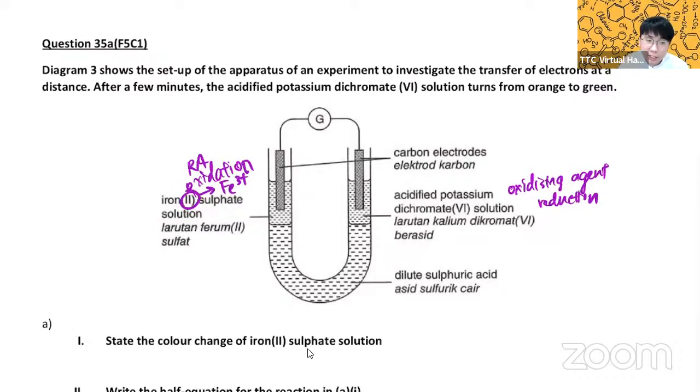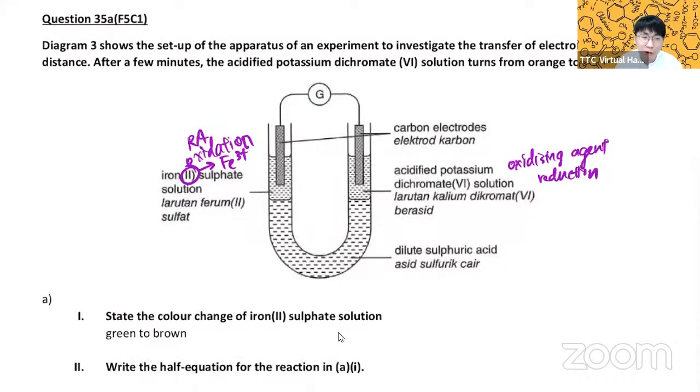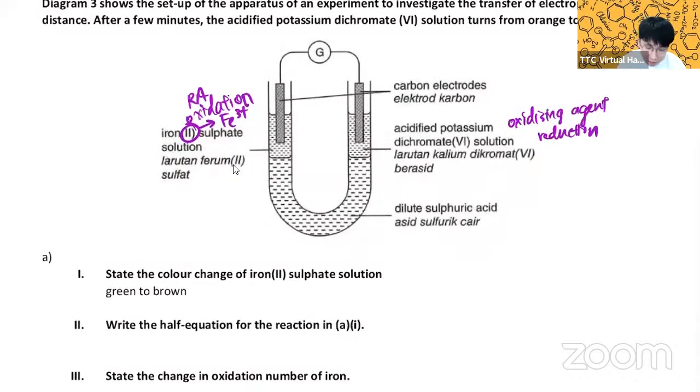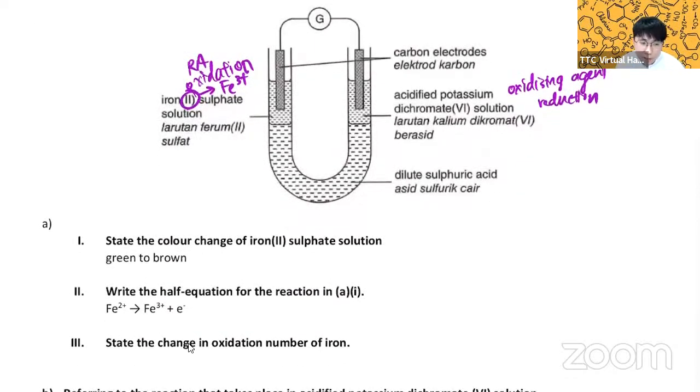Okay, so what is the color change? Please, what is the color of Fe2+? Green to brown, very good. So green to brown. Why? Because Fe2+ is green, Fe3+ is brown. Okay, equation, very simple. Fe2+ becomes Fe3+ by donating electrons. State the change in oxidation number, means state the change in charge from 2+ to 3+, and mention the increase or decrease. So it increases from positive 2 to positive 3.